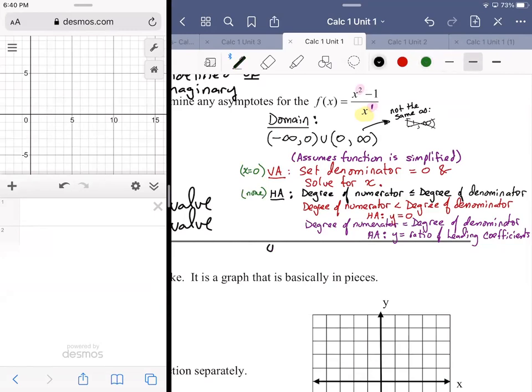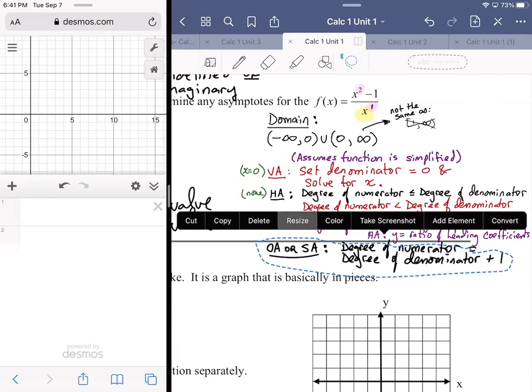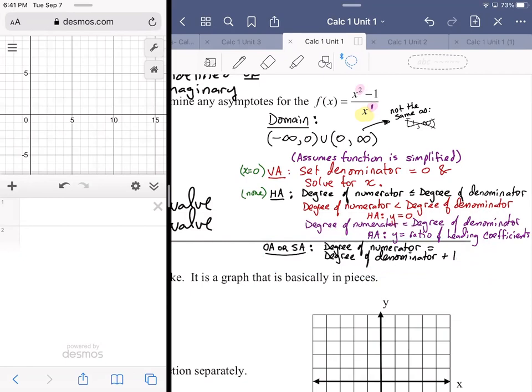So for the OA or SA, depending on how you learned it, the degree of the numerator has to be exactly 1 more than the degree of the denominator. So the degree of the numerator is equal to the degree of the denominator plus 1. Unfortunately, there isn't a quick rule of thumb for this. It's more of a process. To find the oblique or slant asymptote, you're going to divide the numerator by the denominator and drop any remainder.